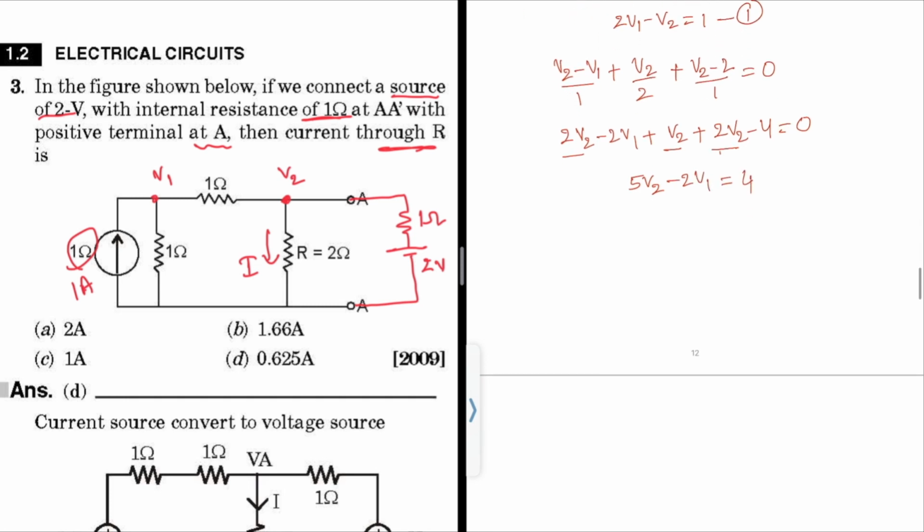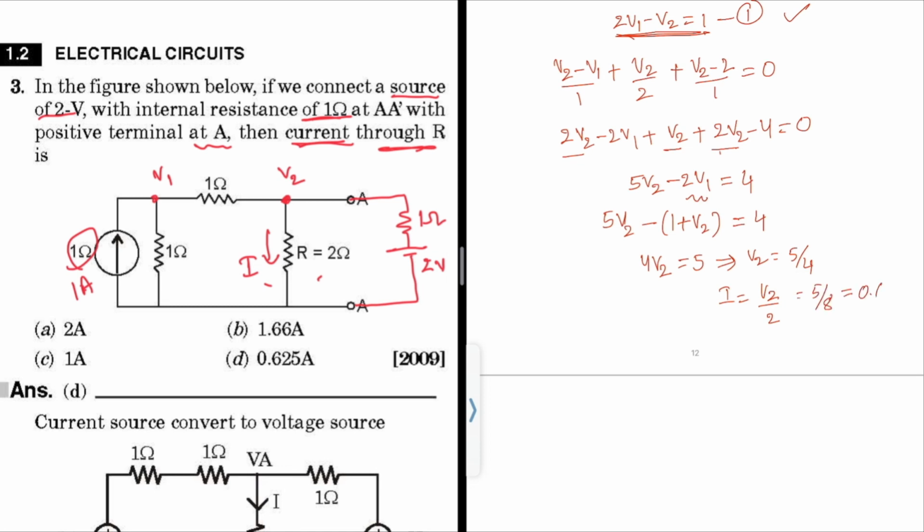We want to know the current through R, so we need V2. 5V2 minus 2V1 equal to 4, and from equation 1, 2V1 minus V2 equal to 1, so 2V1 equal to 1 plus V2. Substituting that, 5V2 minus V2 equal to 4V2 equal to 5, so V2 equal to 5 by 4. The current is V2 by R, which is 2, so 5 by 8, which is 0.625 ampere. So the option will be option D.